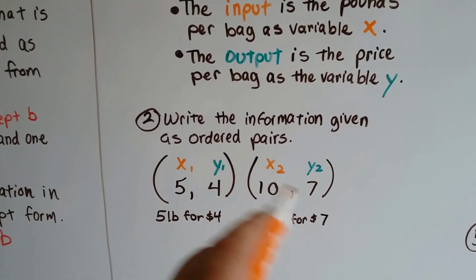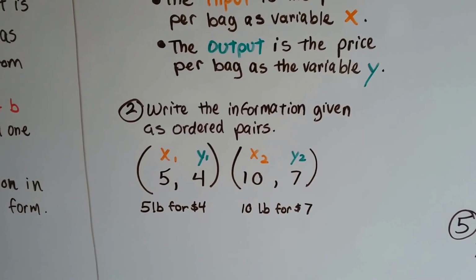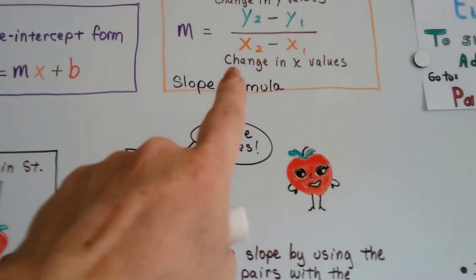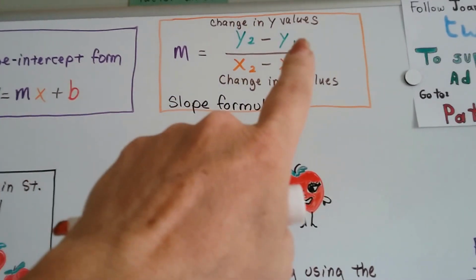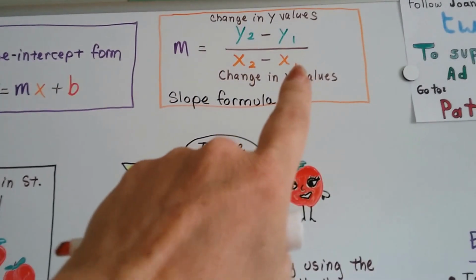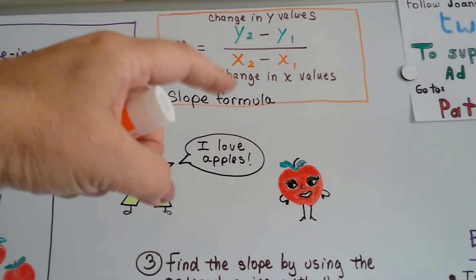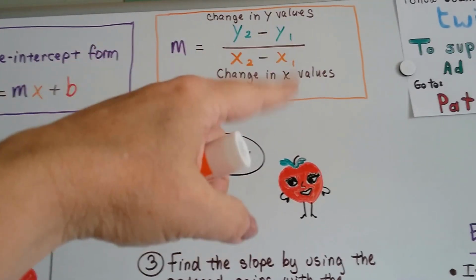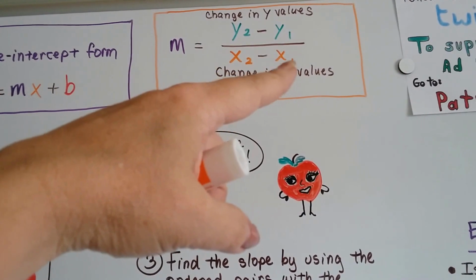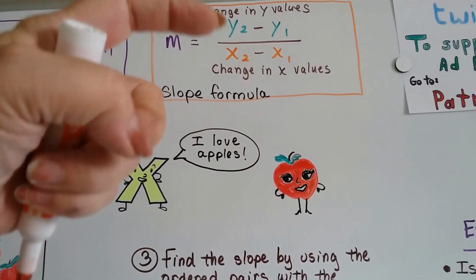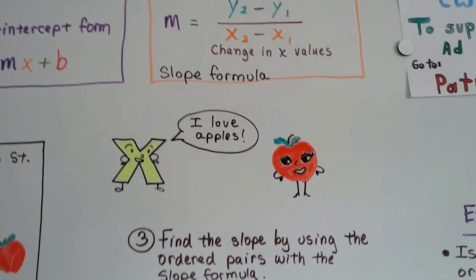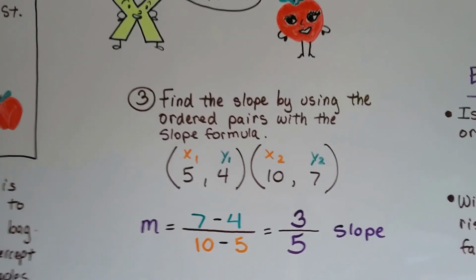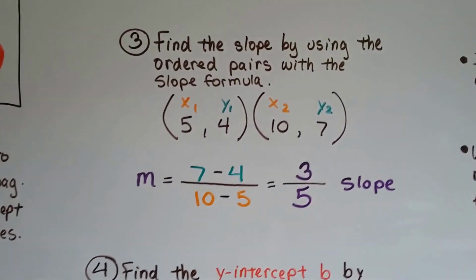And now we've got our ordered pairs, we can do the slope formula, right? So, remember, the slope formula is y2 minus y1 over x2 minus x1. Make sure that the y2 and the x2 are the first values here. And we're subtracting y1 and x1 from them. And it's the change in y values over the change in x values, okay? So we find the slope by using the ordered pairs with the slope formula.